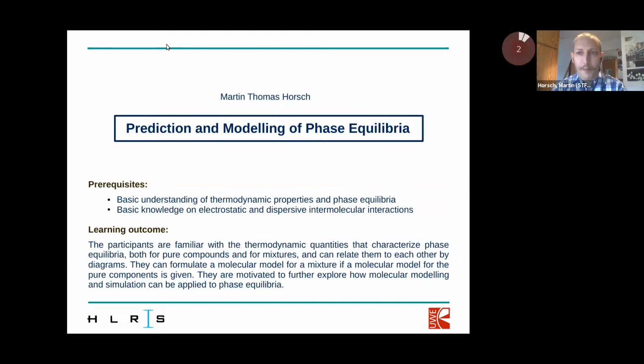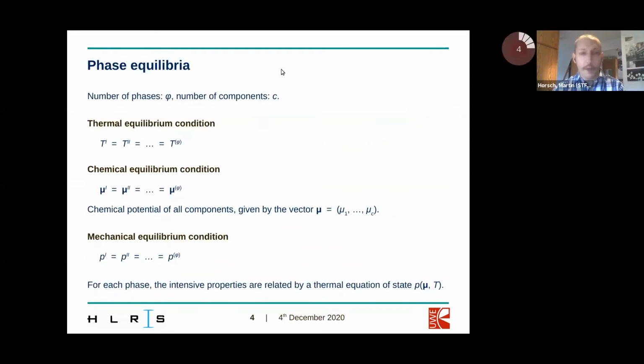The topic for this short presentation is prediction and modeling of phase equilibria, where due to the short time span that is available, basic familiarity with the underlying thermodynamic concepts is assumed. And the main aim is to motivate people to further explore how molecular modeling and simulation can be applied to phase equilibrium phenomena. So let us recall, what is it that characterizes a phase equilibrium?